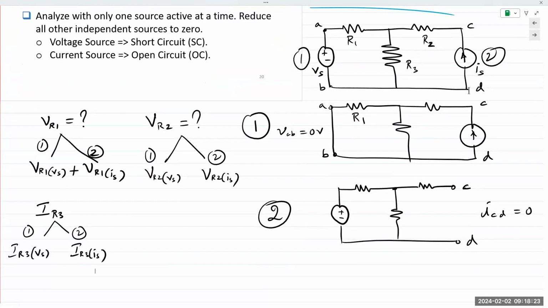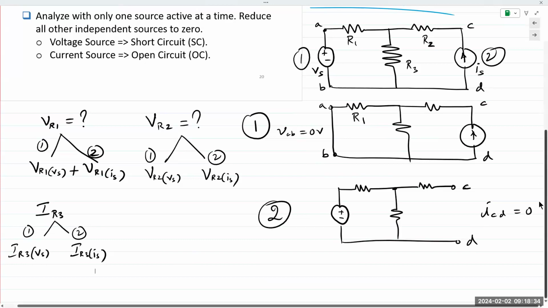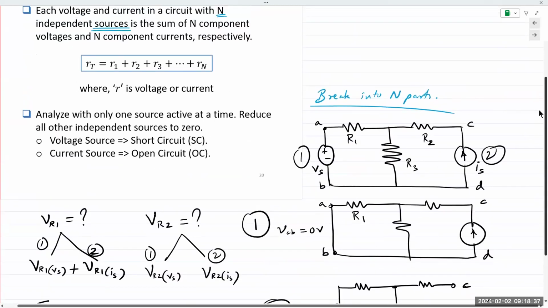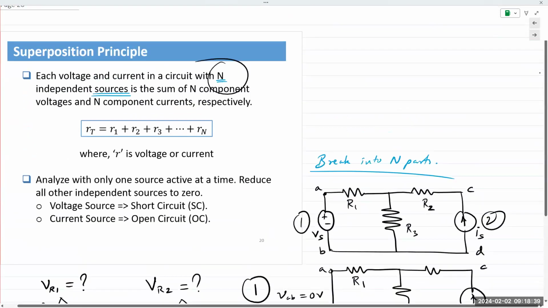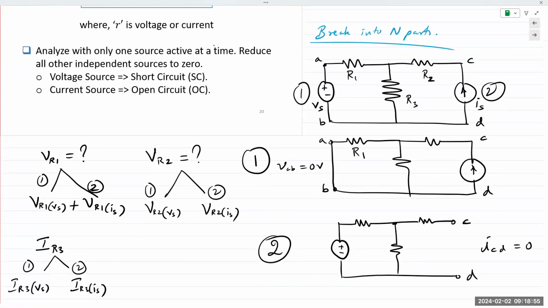superposition to it by breaking it into multiple parts or multiple pieces, and then analyze each part independently. And the number of parts depends on the number of sources we have in there. So if a circuit has n number of sources, we can break it down into n number of parts. N number of independent sources, not dependent. Dependent sources are the diamond-shaped ones. Those cannot be reduced to zero or removed from the circuit.